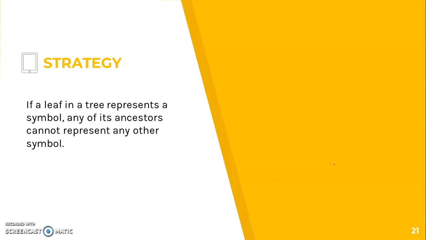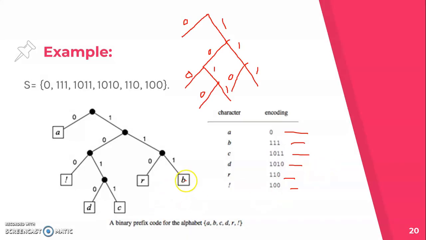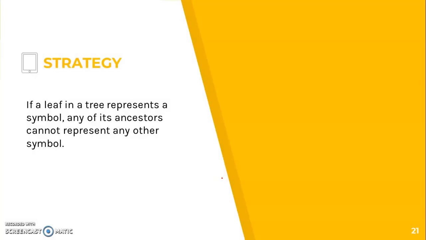If a leaf in a tree represents a symbol, any of its ancestors cannot represent any other symbol. That means if a leaf node denotes a symbol, none of its ancestors, the parents, can represent any symbol, right? This is the strategy for this encoding, because this is the last thing we discussed in the property and purpose of prefix code, where the symbol of a leaf node will never be equal to the symbol of any of its ancestors.